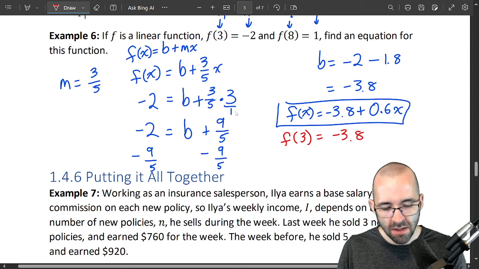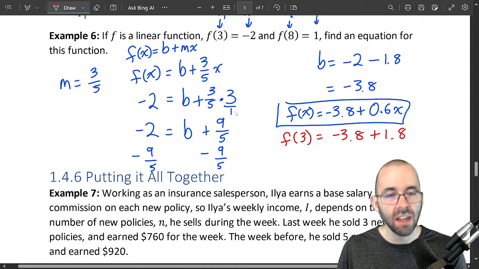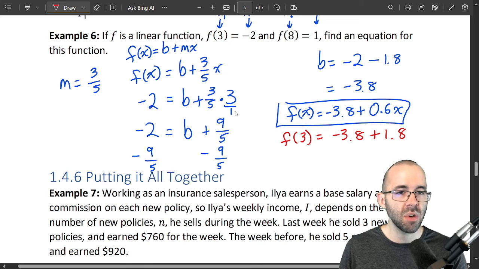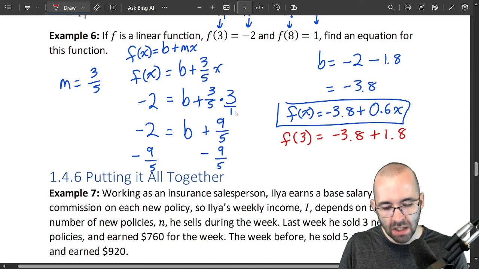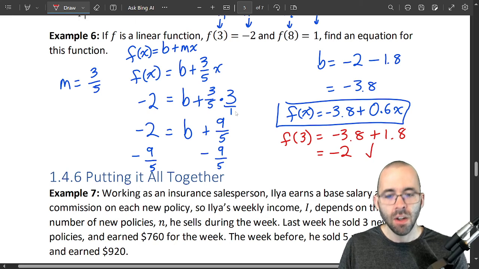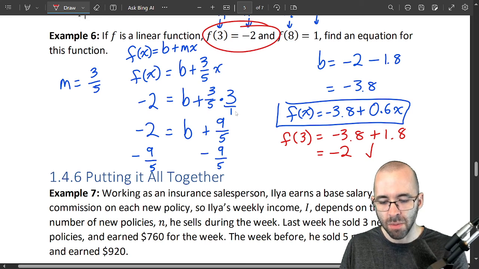We get -3.8 plus 1.8, right? Because 3 times 0.6 is 1.8. And that's -2. Oh, good. We wanted an input of 3 to give us an output of -2.